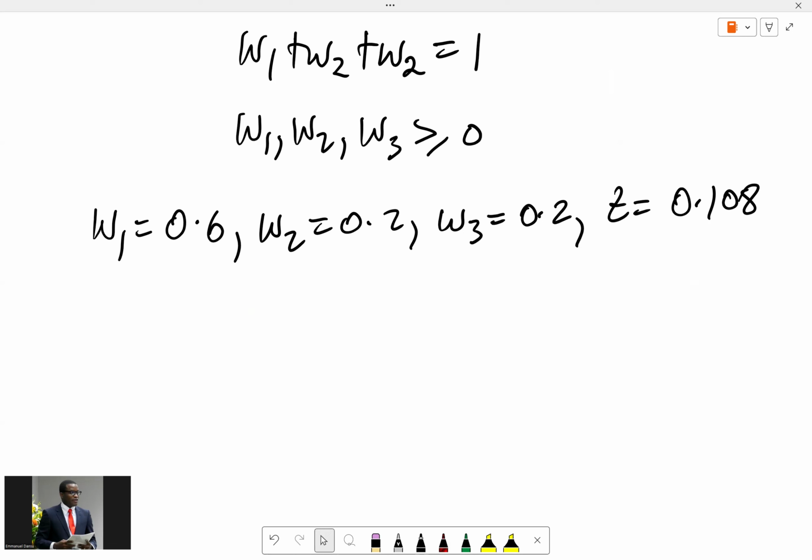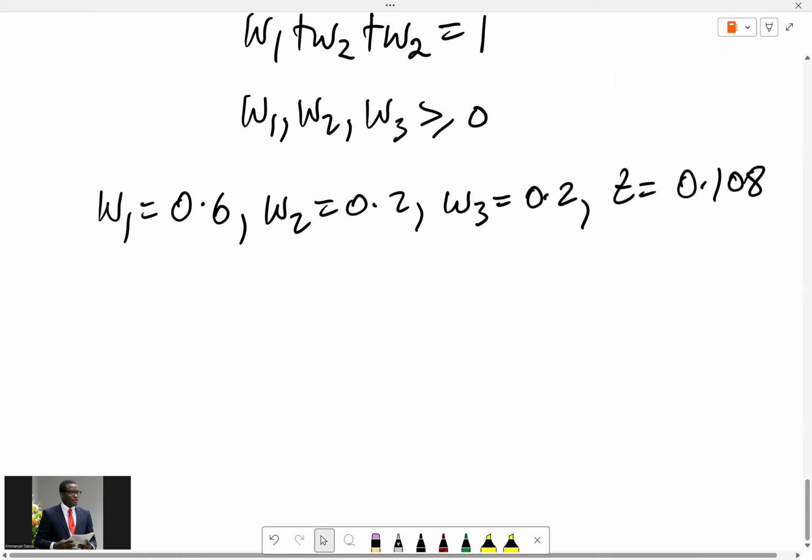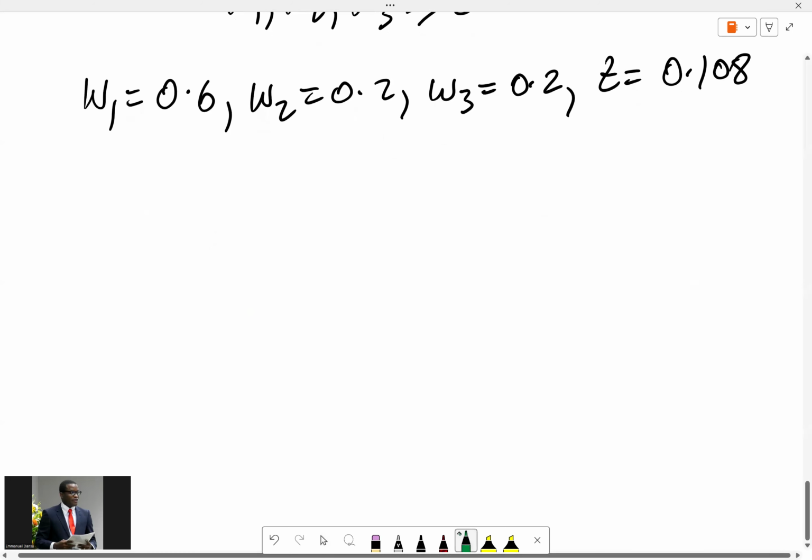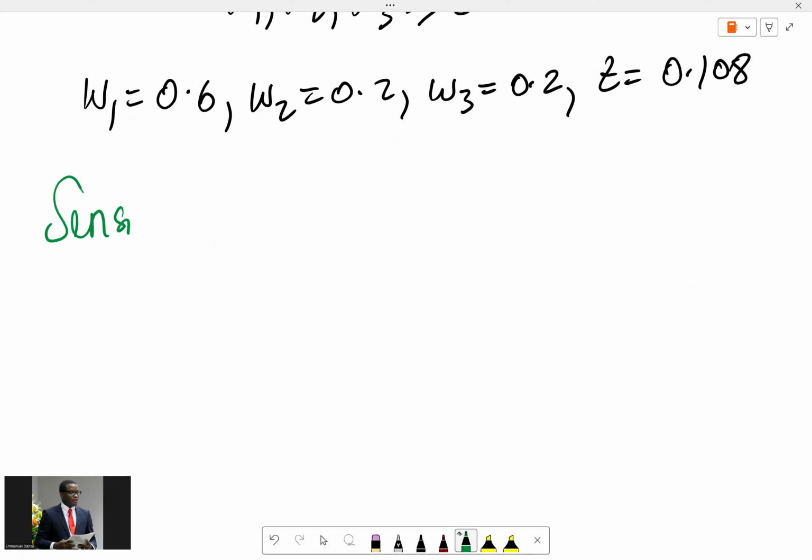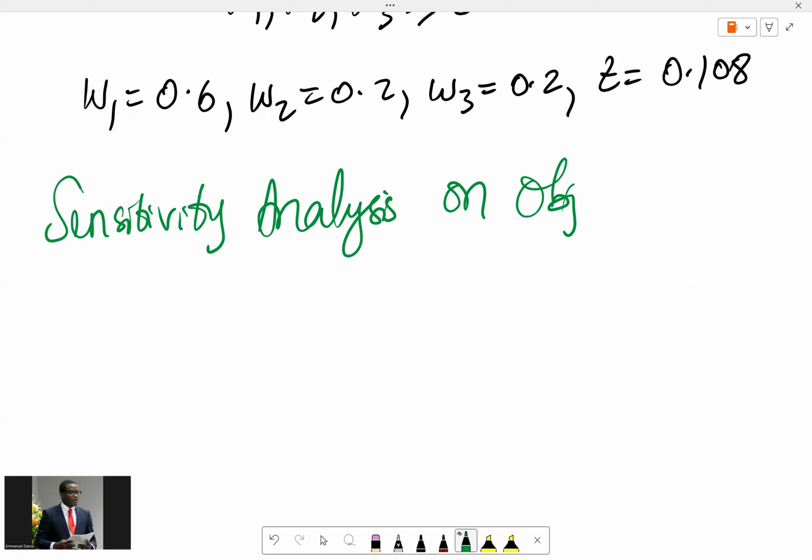So we have the initial problem and the objective to that. Okay. So now let's see. The first thing, like we said, is the sensitivity analysis on objective function coefficients. Okay. So let's check that out first. Sensitivity analysis on objective function coefficients.